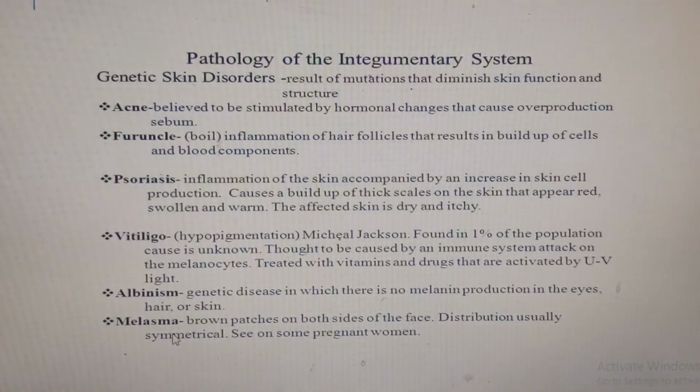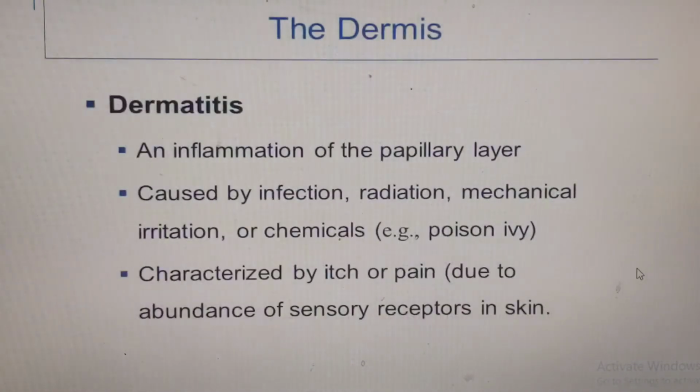Then we also have what you call melasma, and in melasma we see brownish patches on both sides of the face, and it's usually symmetrical, as I said, on both sides of the face. But we see it in some pregnant women as well. That's what you call melasma. So these are certain things that we can use. There are certain things which are so glaring. As far as you see an individual's face, you can tell what the person is suffering from.